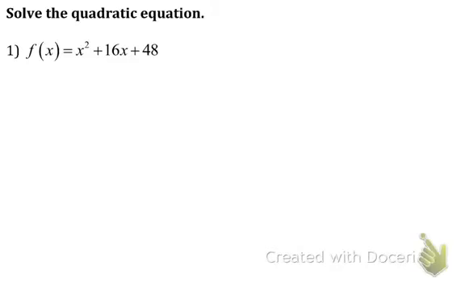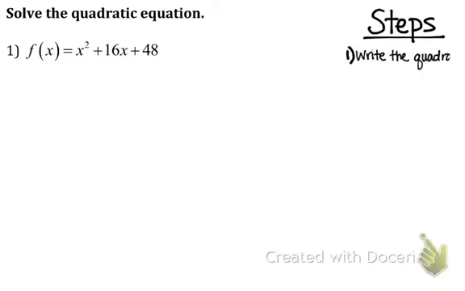On the right, I'm going to list all of the steps that we are going to do to solve the problem. So let's start with step 1. The first thing is to write the quadratic equation in general form. And just a reminder that general form is f of x is equal to ax squared plus bx plus c. So right now our quadratic is in general form.